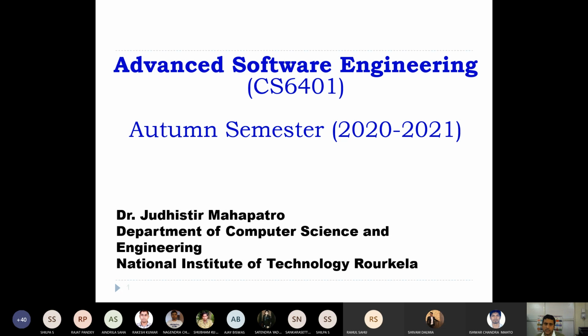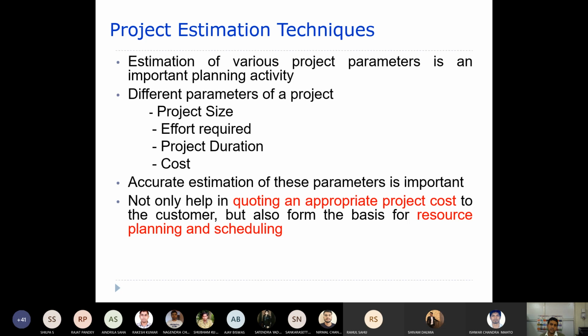Okay, so in my previous lecture, we discussed project size estimation. We discussed KLOC, kilo lines of code. LOC is a measure of project size, and then we discussed function point, and we saw the difference between function point and feature point, and why feature point was developed. So today we will discuss the various project estimation techniques.